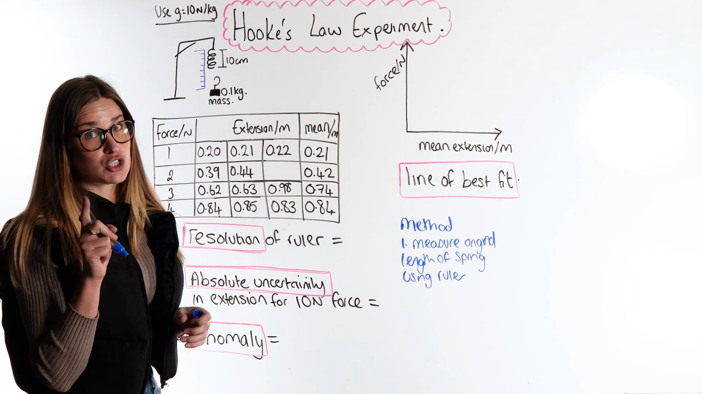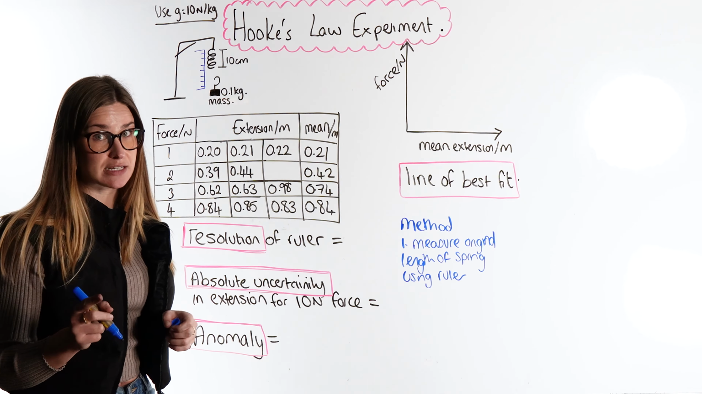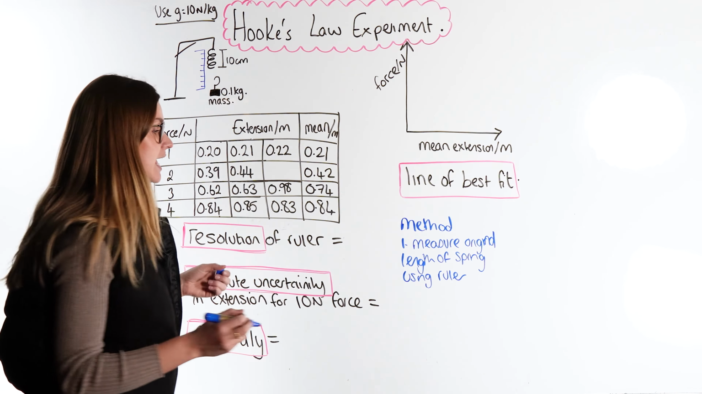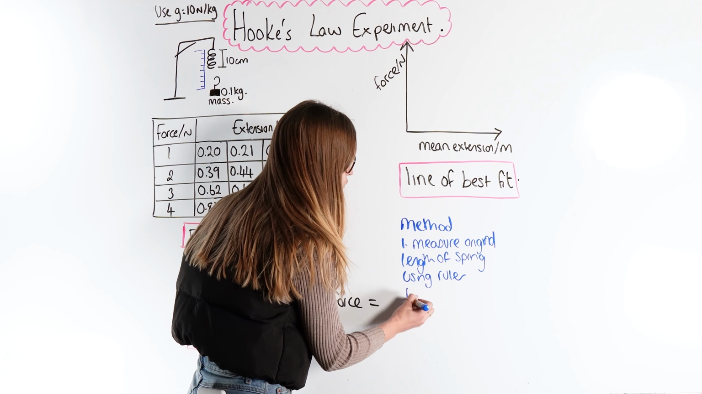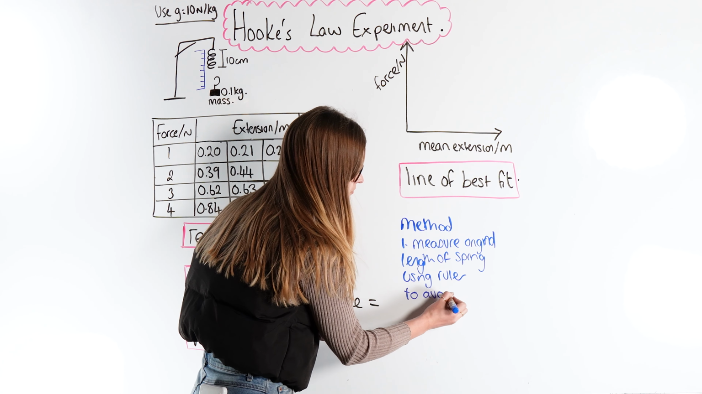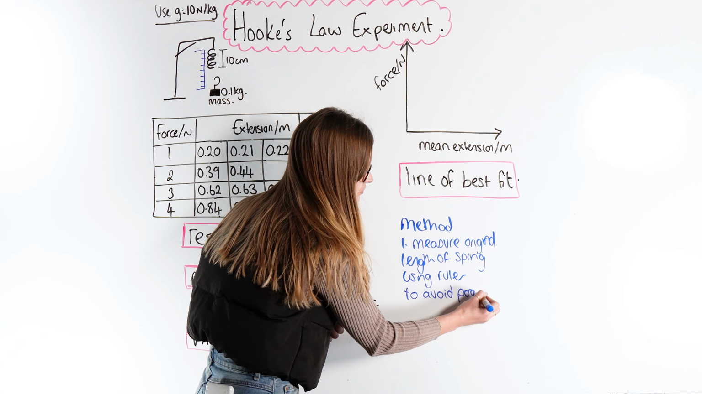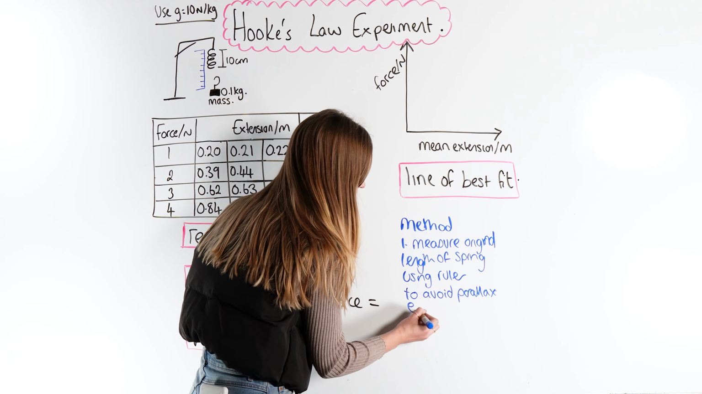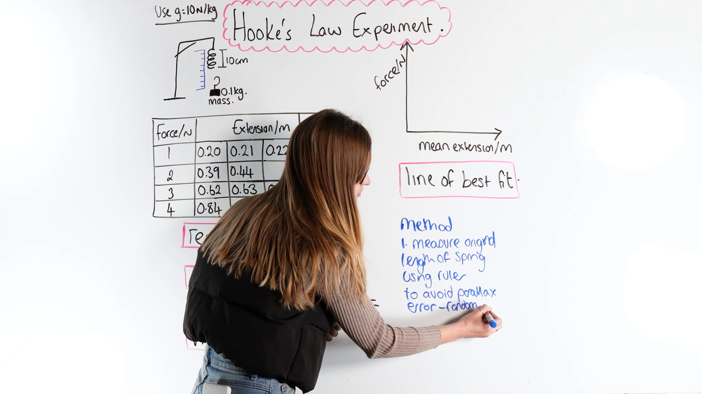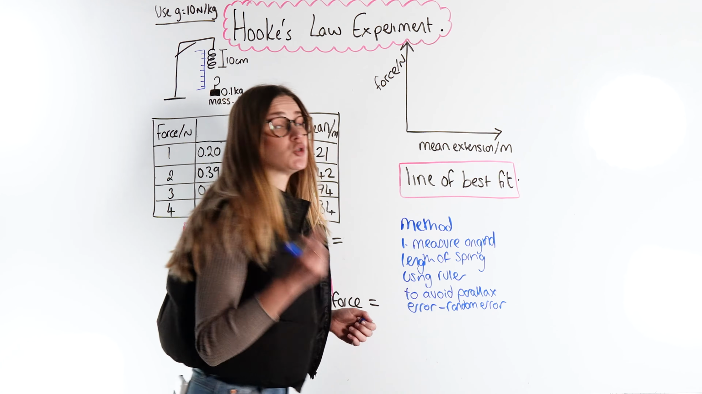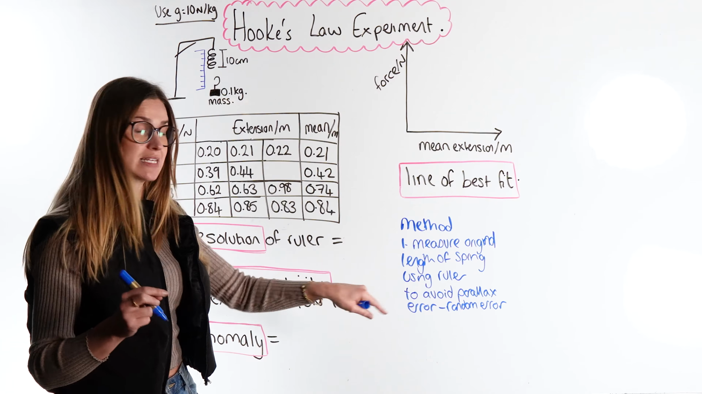One thing you want to make sure to do here is avoid parallax error. Parallax error is a type of random error, so that means that you might do something wrong. So you want to avoid this type of error.